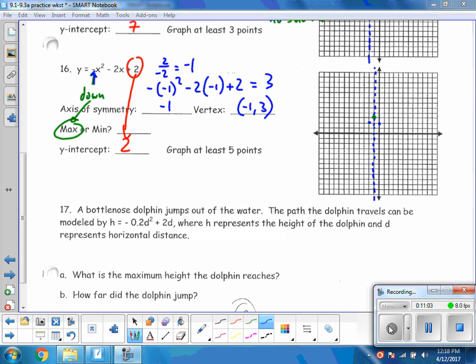So over 1, down 1. Over 1, down 3. 1, 2, 3. Over 1, down 5. 1, 2, 3, 4, 5. Over 1, down 7. 1, 2, 3, 4, 5, 6. So it's over here. And then I'm just going to reflect those points. 3, 1, 2, 3. And this guy over here somewhere. And there is my parabola.